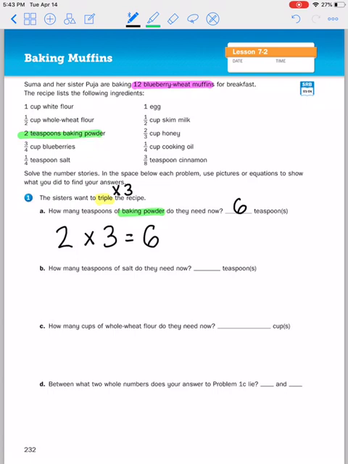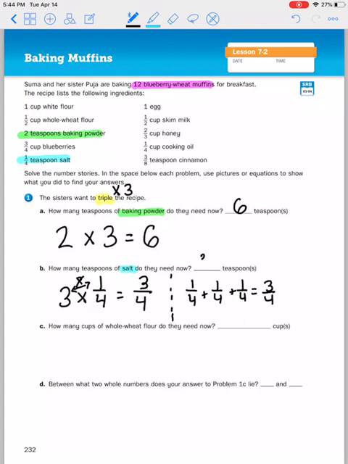B, how many teaspoons of salt do they need now? So let's look how much salt they need. 1/4 of a teaspoon. So 3 times 1/4 of a teaspoon. Remember, you're going to multiply the whole number and the numerator, and you get 3/4. Or you could have done repeated addition, 1/4, 3 times. Either way, you get the same answer. They need 3/4 of a teaspoon.